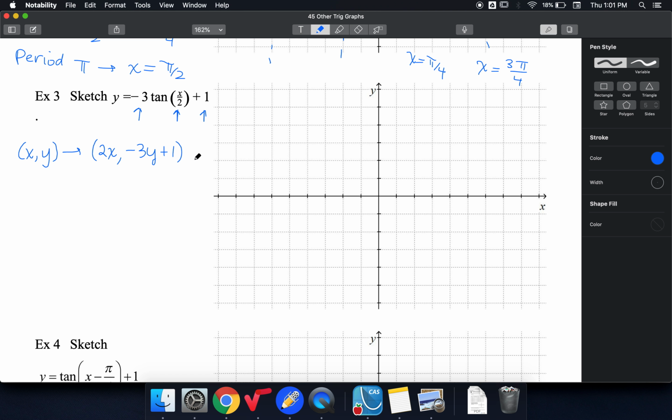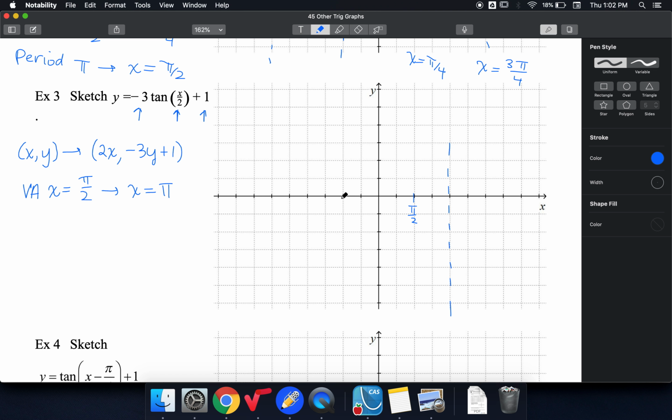So let's think about what's going to happen to my asymptotes. Normally my vertical asymptote is at pi over 2, but now I'm going to double that. My vertical asymptotes are going to be at x equals pi. So let's call that pi over 2, and then I'll have pi here.